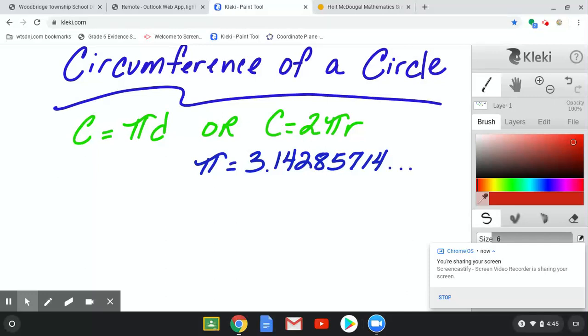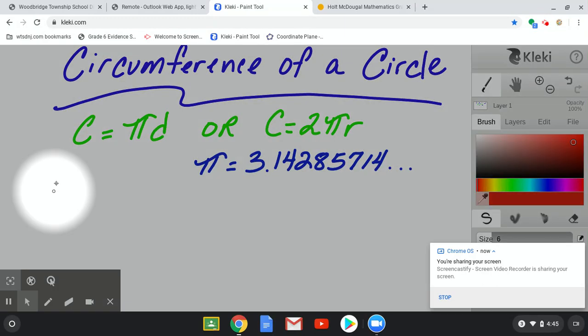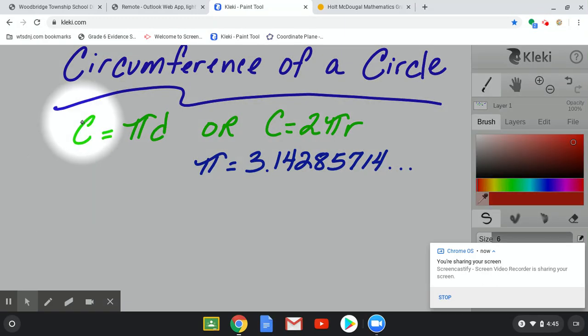Quick tutorial on finding the circumference of a circle. Now I have a couple of formulas here. If you notice, there are two formulas for finding the circumference of a circle. We have circumference is equal to pi times diameter, or we have the circumference is equal to 2 times pi times r, which is the radius.